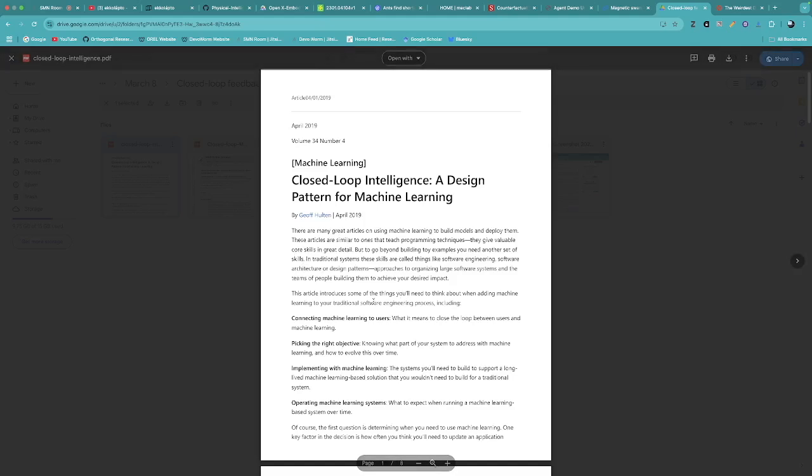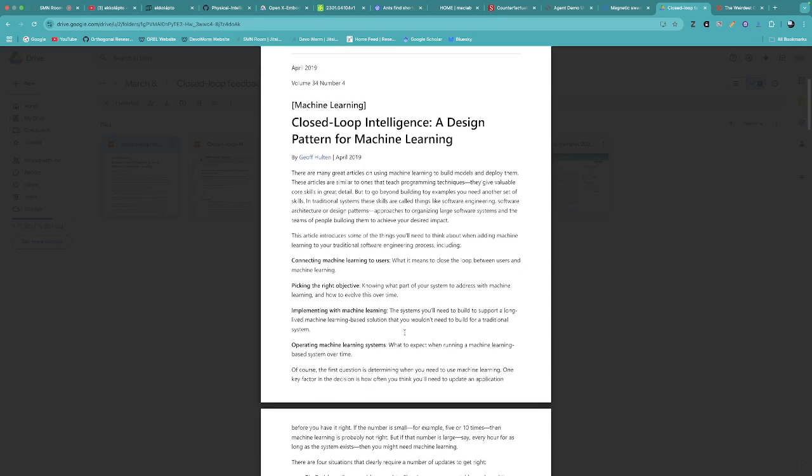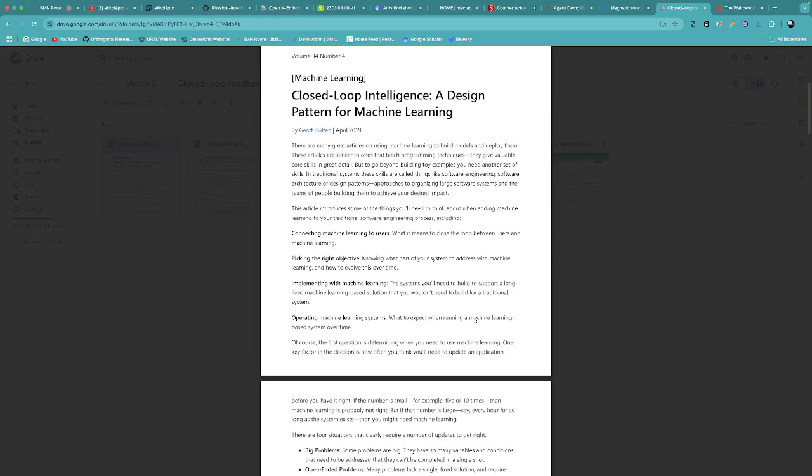This article includes some of the things you'll need to think about when adding machine learning to your traditional software engineering process, including connecting machine learning to users, what it means to close the loop between users and machine learning, picking the right objective, knowing what part of your system to address with machine learning, and how to evolve this over time. Implementing with machine learning: the systems you'll need to support a long-lived machine learning-based solution that you wouldn't need to build for a traditional system. Operating machine learning systems: what to expect when running a machine learning-based system over time.